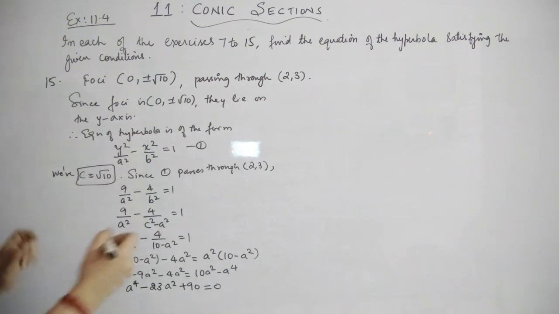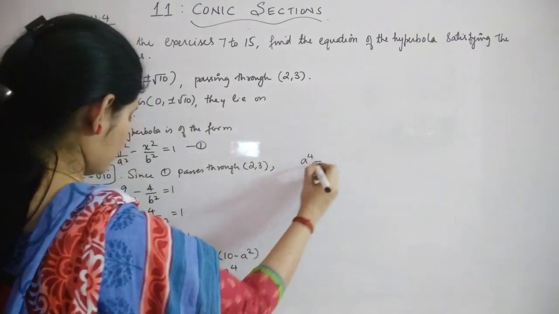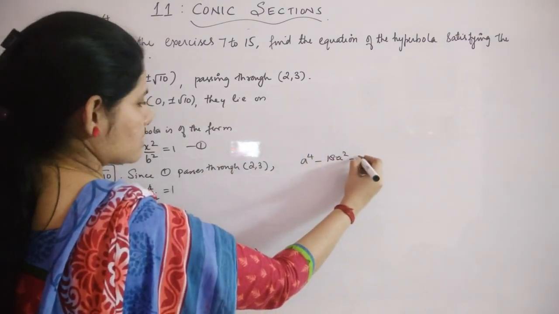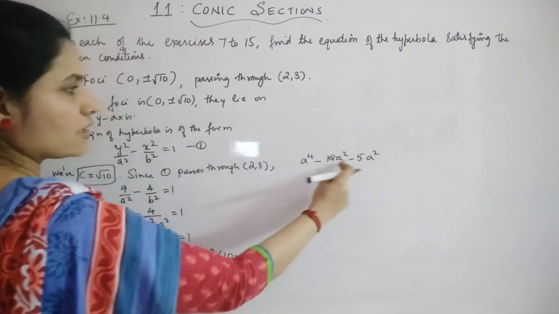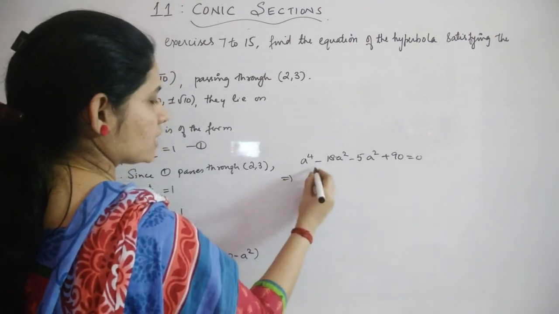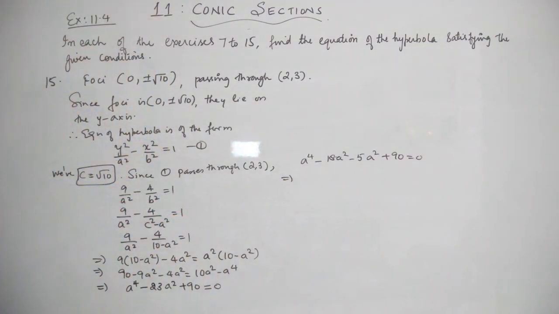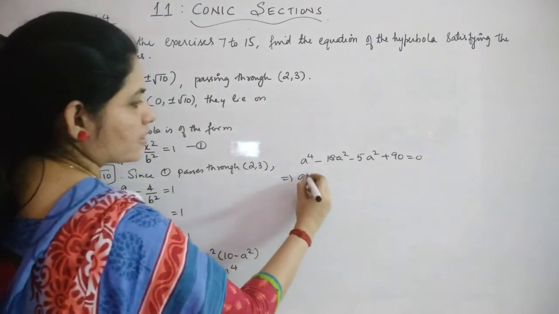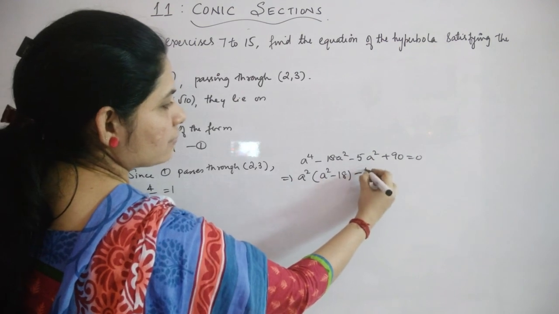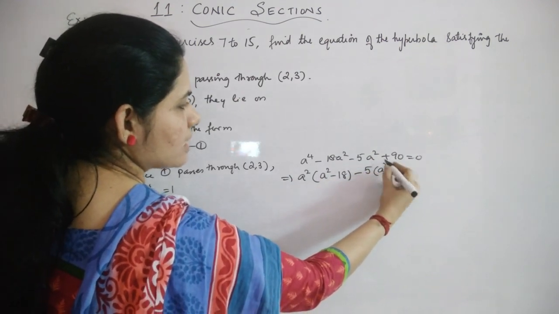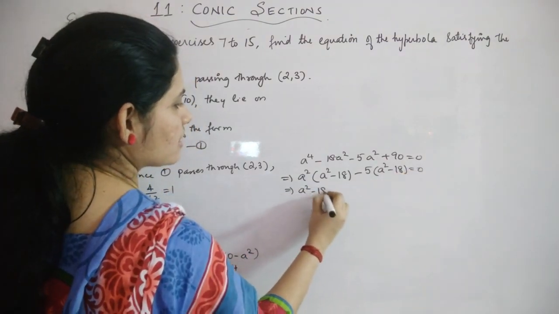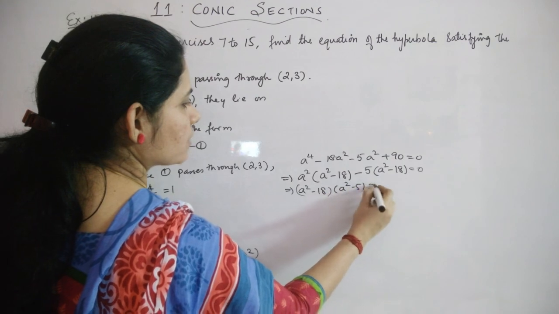So this can be written as a raised to 4 minus 23 a square, which can be written as minus 18 a square minus 5 a square, plus 90 equal to 0. That is splitting the middle term. This will give you a square can be taken out from the two terms. So this will become a square minus 18. Again minus 5 can be taken out, so that this will become a square minus 18 equal to 0. So a square minus 18 into a square minus 5 equal to 0.